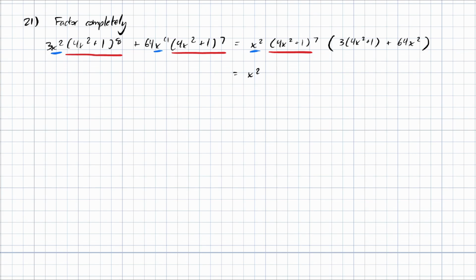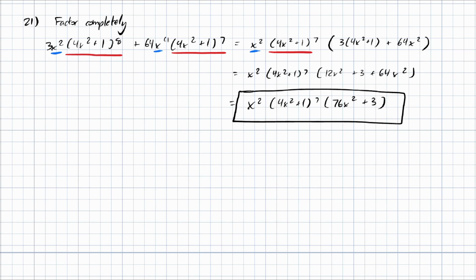Now we simplify. So we have 12x squared plus 3 plus 64x squared. So my final answer is x squared times (4x squared plus 1) to the 7th times (76x squared plus 3). And there you go. That is number 21. All right, number 22.